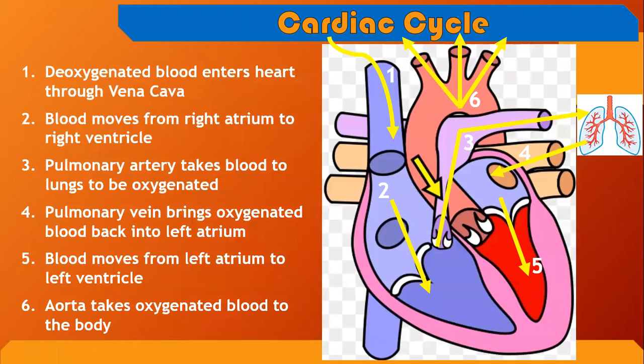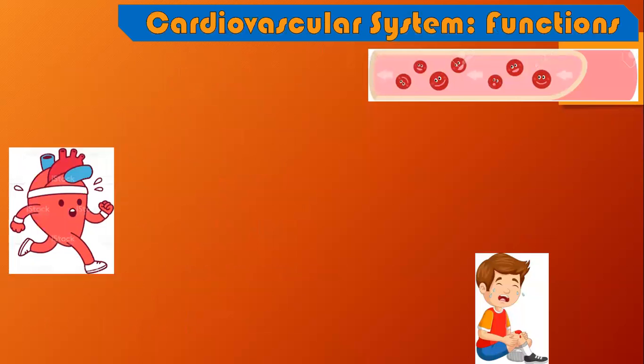Then from the lungs it comes back into the heart from the pulmonary vein, and then it is oxygenated, and that goes into the left atrium, which then takes it through into the left ventricle before the aorta takes the oxygenated blood out into the body to be used by the working muscles and organs.